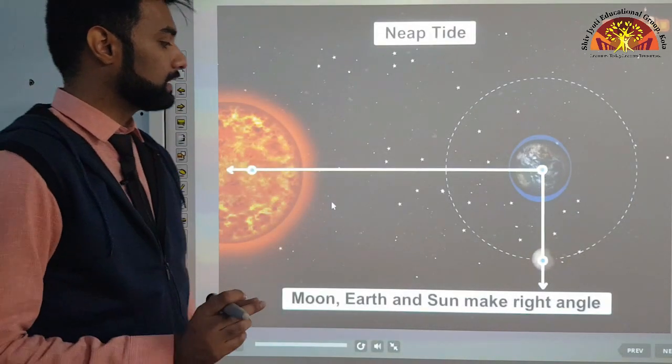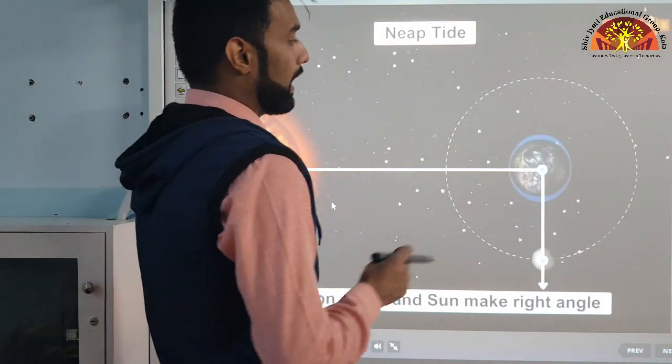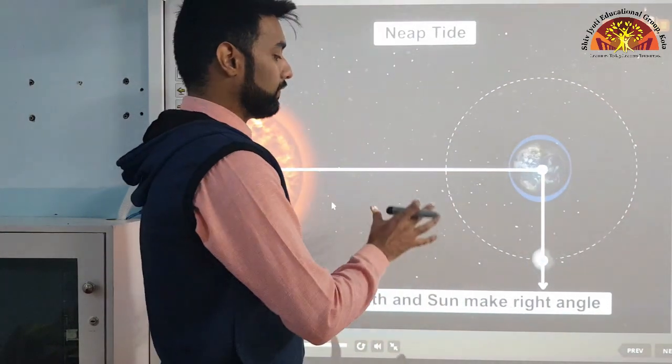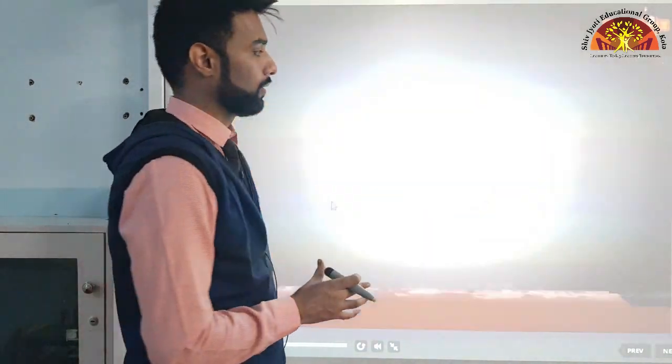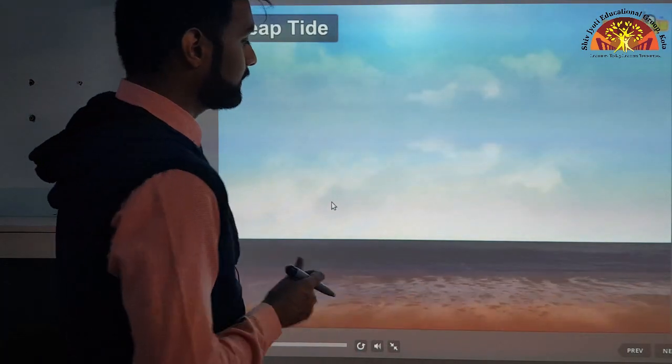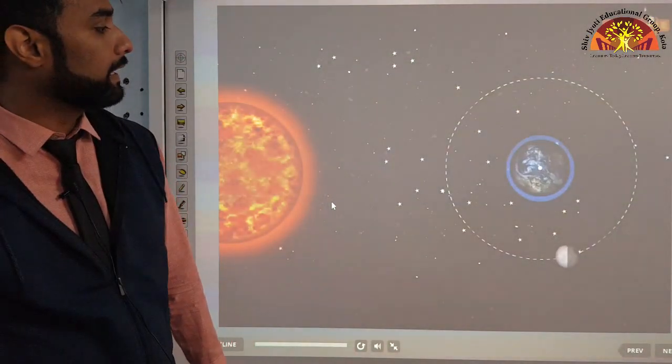Now, moon, earth and sun make a right angle with each other, and the tide which will form on this particular day will be a low tide. The variation of the height will be very, very low. Now, what will happen on the next tide, that is the spring tide?